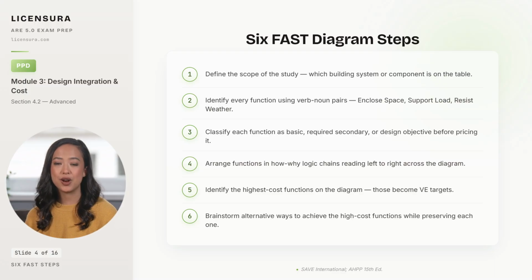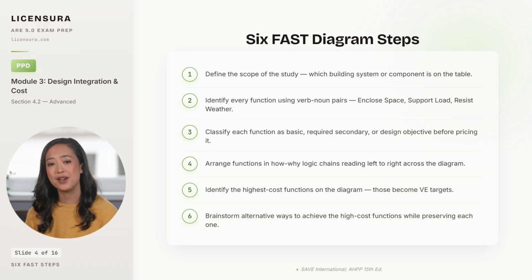6 steps build a FAST diagram, and the order is non-negotiable. 6 steps build a working FAST diagram, and you do not skip them. First, define the scope of the study. Is the team analyzing the curtain wall, the structural frame, or the entire envelope? Without a scope statement, the team will drift across systems and produce no actionable output. Second, identify every function using verb-noun pairs. Enclose space, support load, resist weather, control heat flow, accommodate movement. And that grammatical discipline forces a function-first lens rather than a product-first lens.